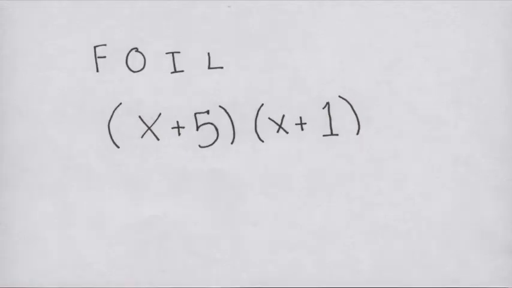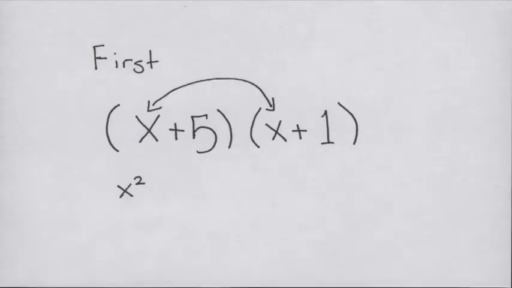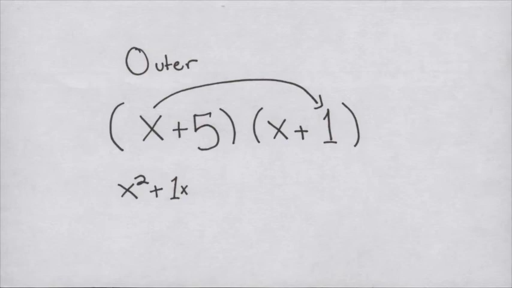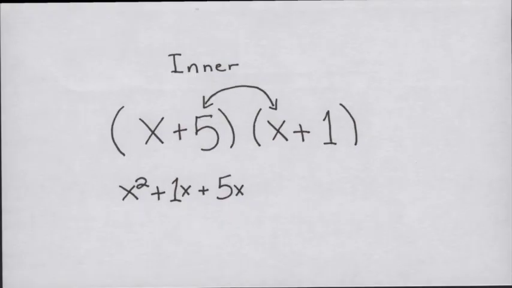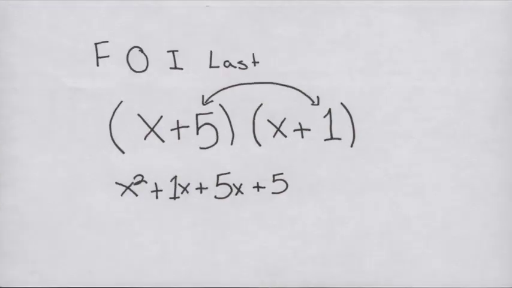Anyway, the way to check your work is to use the FOIL method to get it back to perfect. FOIL, first thing you gotta do, you're going to take the first term, multiply it with the first term on the other side. Then you take the outer term, get the two terms on the outside, multiply them together. Then you're going to take the inner terms, in this case 5 times x, multiply them together. And then the last term, 5 times 1, and multiply them together. That's all you gotta do.